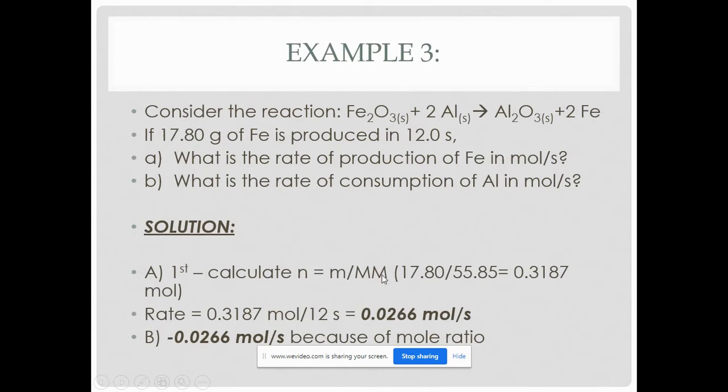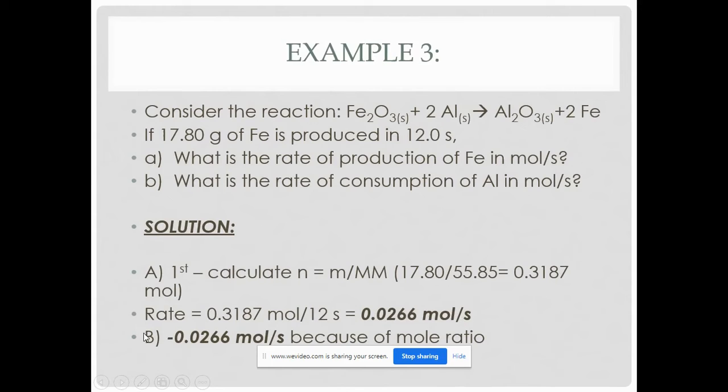So you take that. Here's the first step. The mass is 17.80 grams, and you divide it by the molar mass of Fe, which is 55.85, and you get 0.3187 moles. Okay, and then to do the rate, you want to divide that mole by the number of seconds that's gone by. So 12 seconds have gone by. So we divide 0.3187 by 12, and you get 0.0266 moles per second.